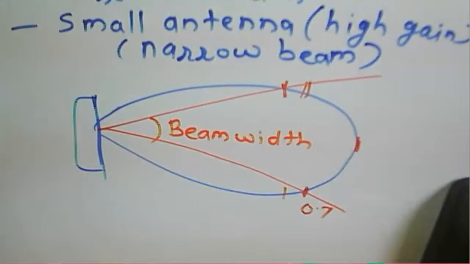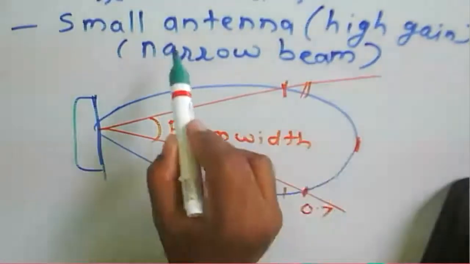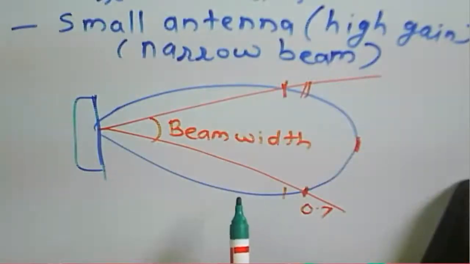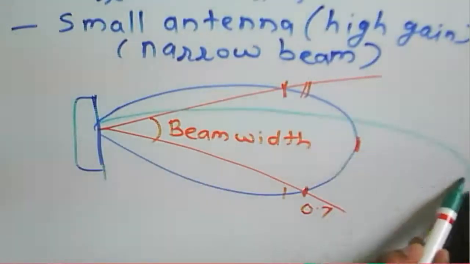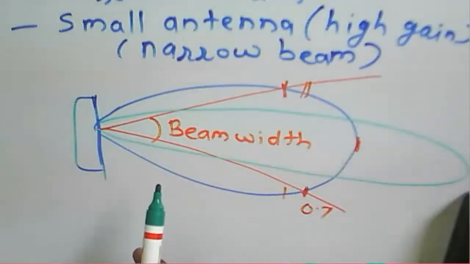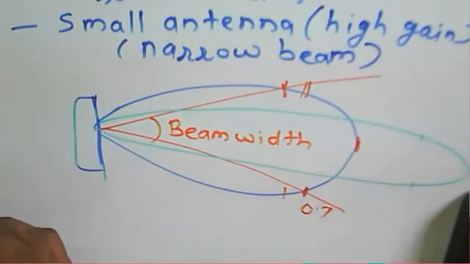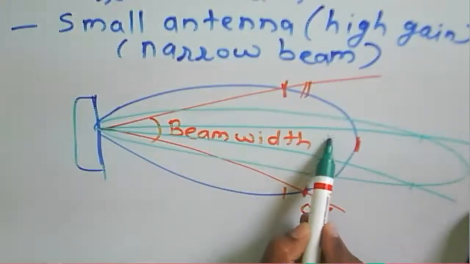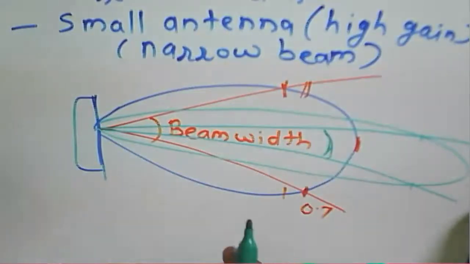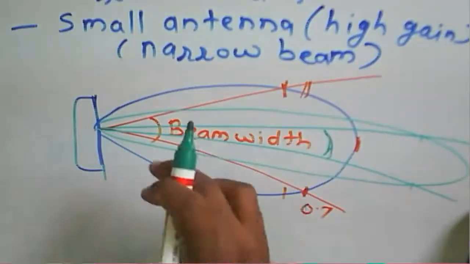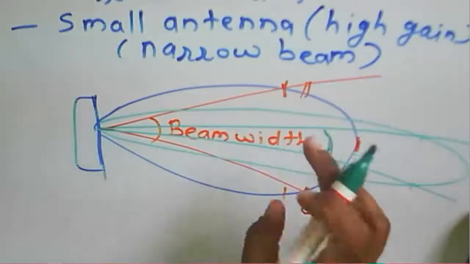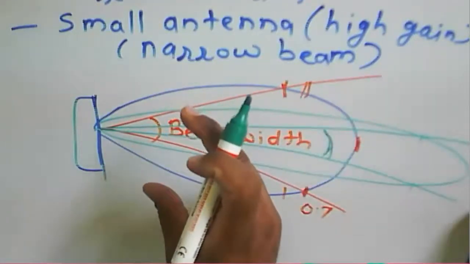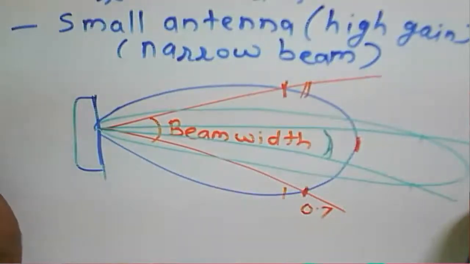Now, if the antenna has a high gain, the radiation pattern looks different, and the beam width will be narrow. So for a high gain antenna we get a narrow beam instead of a wide beam. This is about the characteristics of a microwave antenna.